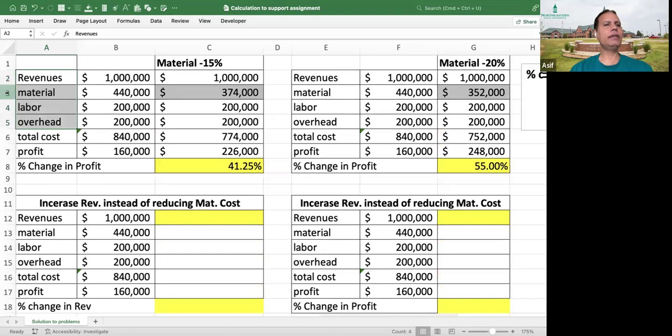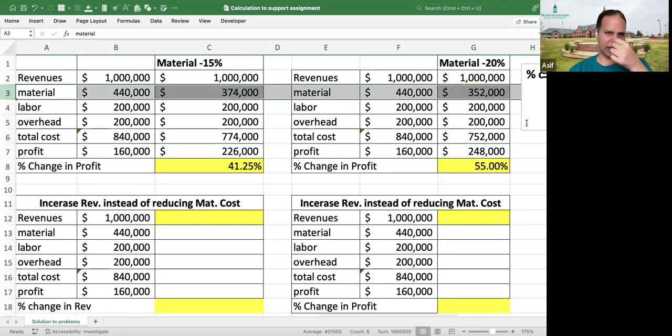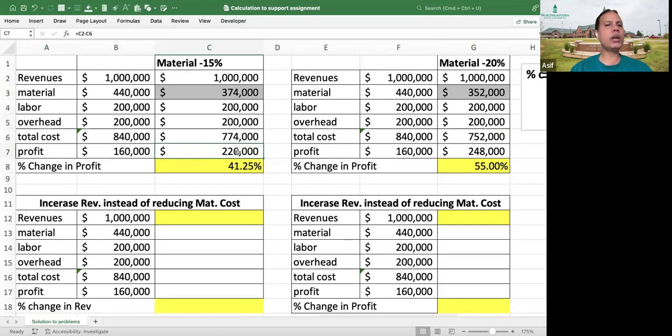And we just experimented with only one, that's material. We reduced it by 15% initially and then by 20%. Now we want to do an experiment: what would happen if you want to have this profit that is 226,000, but material cost reduction is not possible? Although you want to get this profit, your efforts to reduce material cost did not work. Reduction in material cost is not possible because maybe suppliers are very powerful, they have monopoly, and I won't be surprised if this thing happens. So then what else can you do?